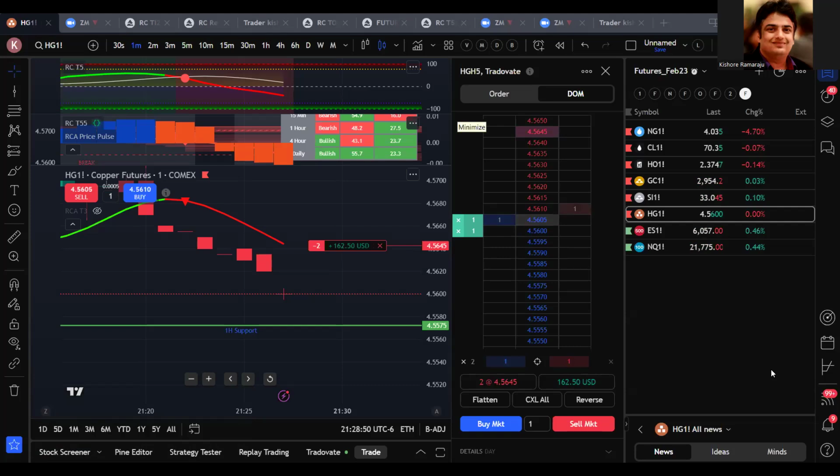Now CL also we took a short because all of these are bearish. ES and NQ are bullish, so we took small profits on them. We did a quick scalp.